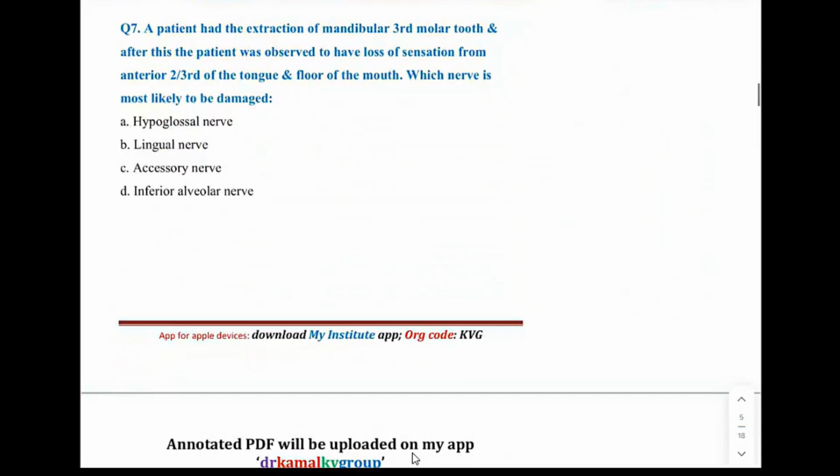The next question, a patient has extraction of the mandibular third molar, and after that he had loss of sensations from the anterior two-third of the tongue and floor of mouth. Now which nerve is paralyzed? Now, sensations from the anterior two-thirds of the tongue, they are carried by lingual nerve. Okay? And these are actually the general sensations.